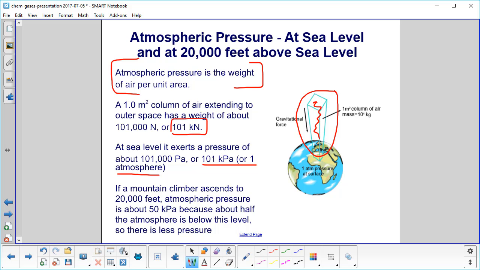If a mountain climber ascended to 20,000 feet, he's halfway up. You've got half the atmosphere above him, half below. The pressure he or she feels will be 50 kilopascals. Okay, that's half. Half of the atmosphere is below that level, so there's less pressure.